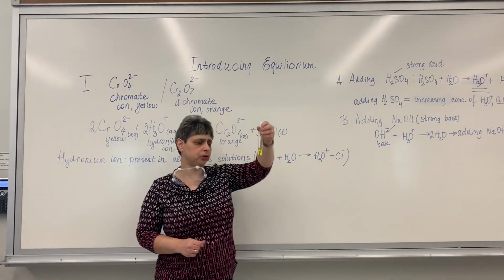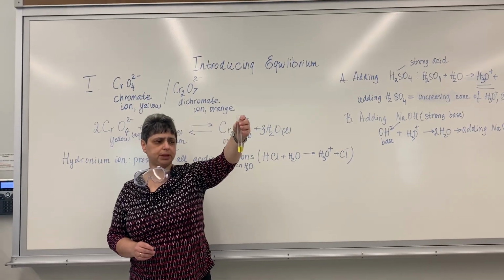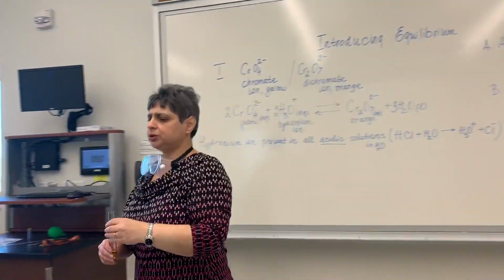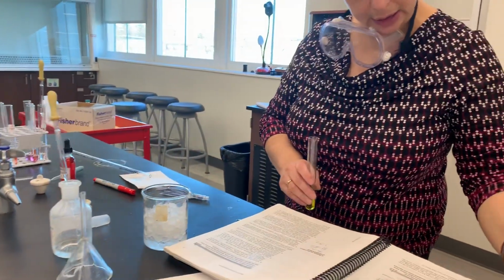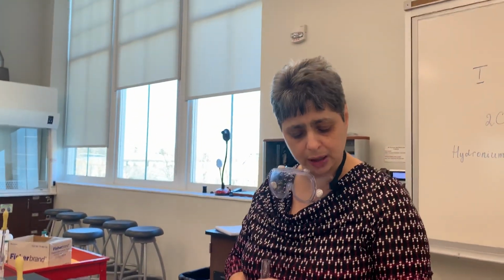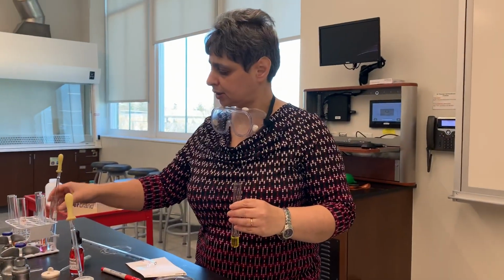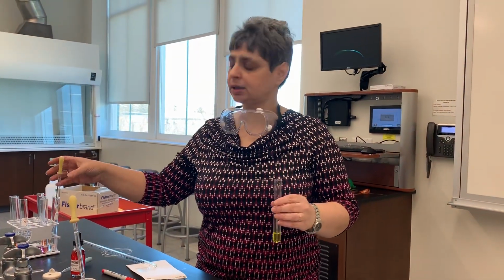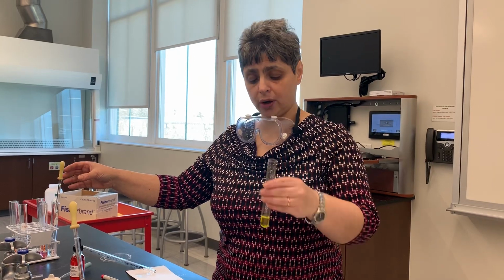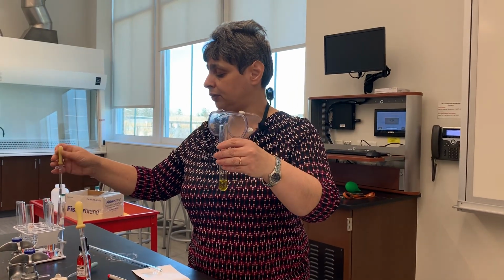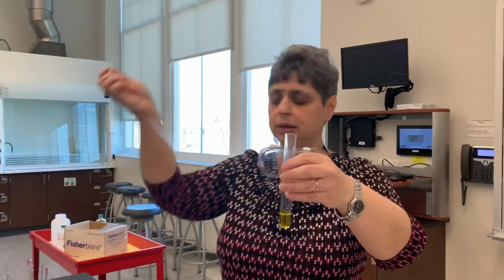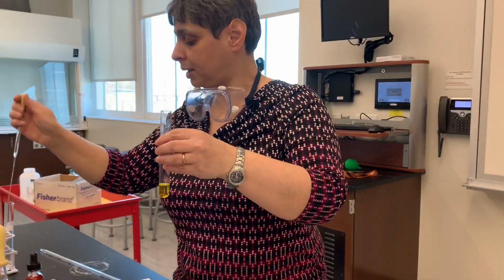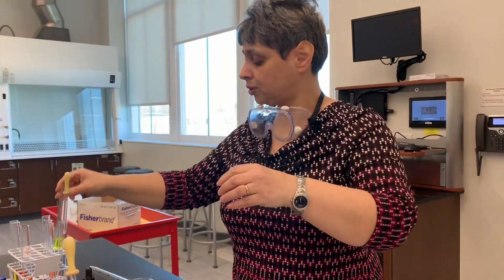So first thing I'm going to do is I'm going to take this sample of potassium chromate, and I'm going to add, according to your directions, I'm looking at step 2 on page 120, I'm supposed to add 3 molar sulfuric acid, which I have here in this test tube. So sulfuric acid is H2SO4. It's also a strong acid. So I'm going to start adding just 1 drop of it.